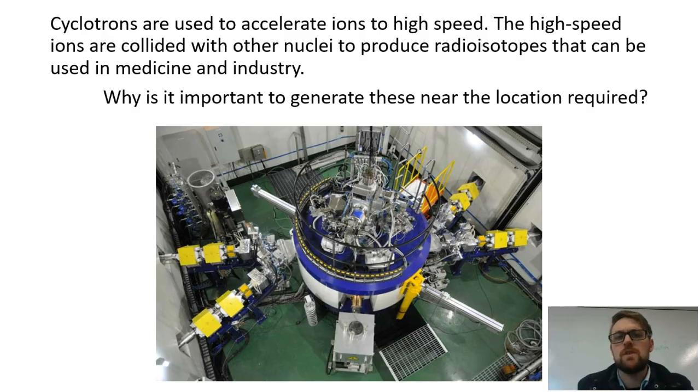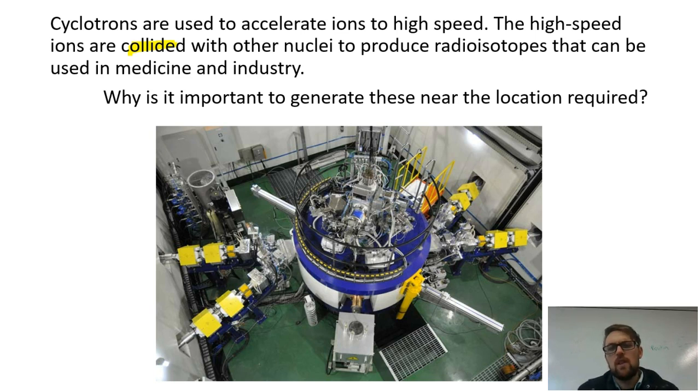Now, what are cyclotrons? Basically, cyclotrons are used to accelerate ions to very high speeds. And what they do is after these ions are at high speeds, we collide them or crash them into other nuclei to produce radioisotopes. They can be used in medicine and industry. Okay, so if you are going to get a scan of a certain type of cancer, or you want to look at a specific organ, that's where we use cyclotrons to create these radioisotopes.